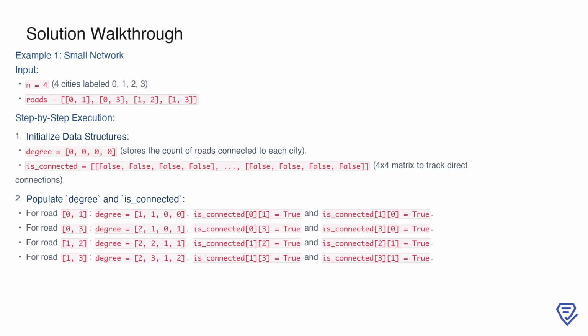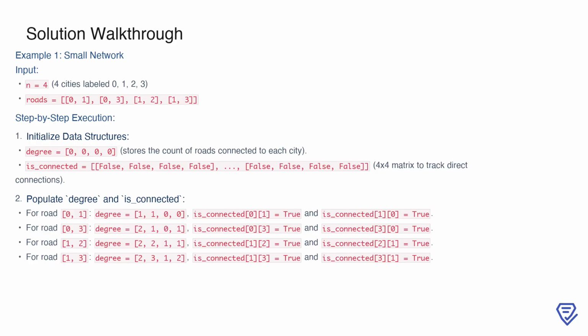Here, we have a small network example to understand the solution step by step. The input specifies 4 cities labeled from 0 to 3, with roads connecting certain pairs of cities. To start, we initialize 2 data structures. The degree array will track the number of roads connected to each city, and the is_connected matrix will indicate whether there is a direct road between two cities. Initially, the degree array is set to 0 for all cities, and the is_connected matrix is filled with false.